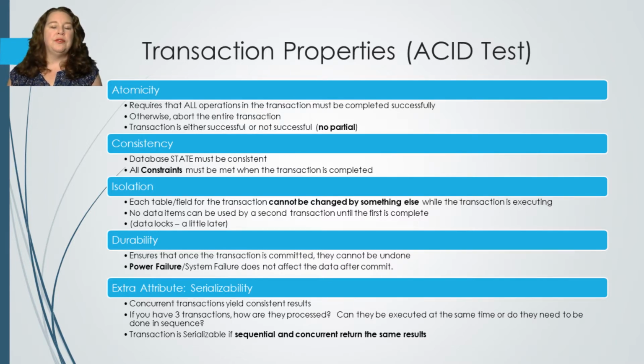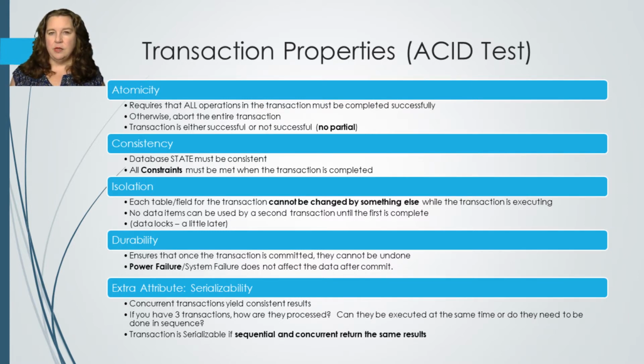So if you had 3 different transactions, what order are they processed in? Do they have to be processed separately, or can they be done in sequence? If the transactions can be done in sequence or concurrently with the same results, so if you did them 1, 2, 3 in order, all of 1, all of 2, all of 3, or if you did 1, 2, 3 all at the same time, would you get the same results? If you would, then those transactions are serializable. So it's important to know the difference.